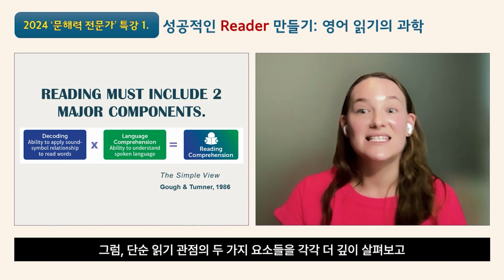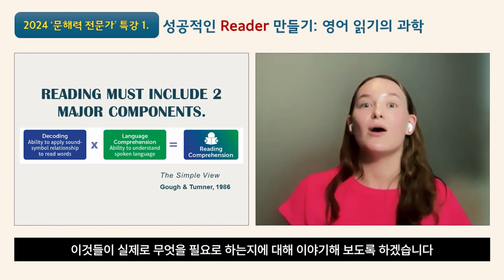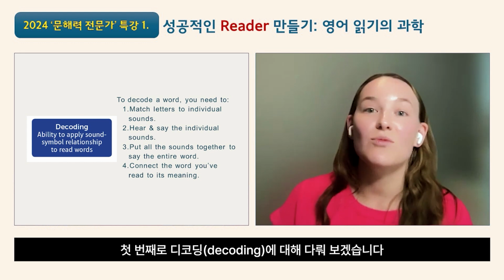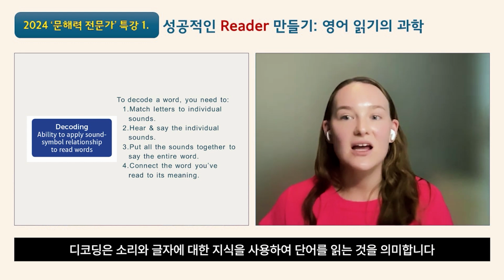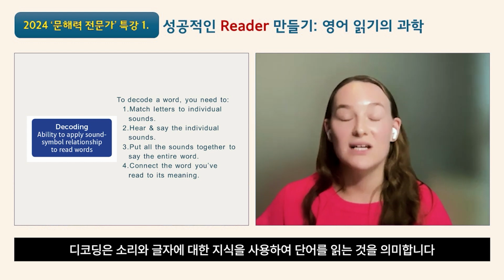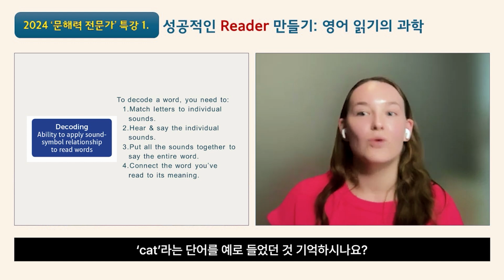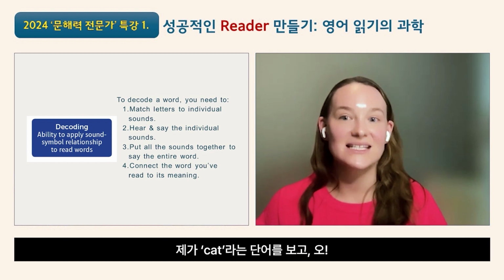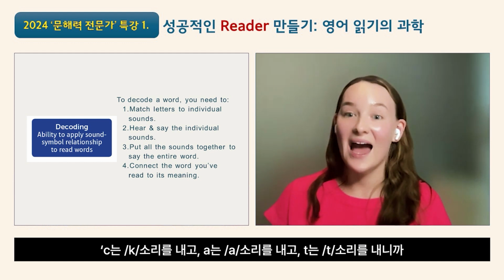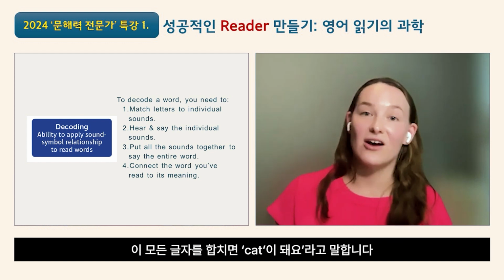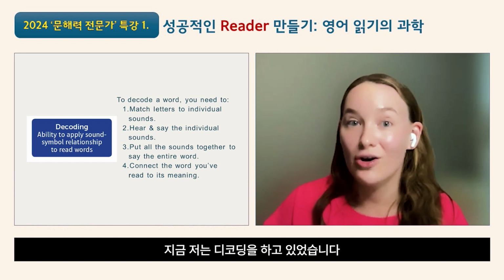We're going to take a deeper dive into each of the 2 elements of the simple view to talk about what these really mean. The first that we'll dive into is decoding. Decoding means using the knowledge of sounds and letters to read a word. Remember our example about that word cat? When I look at the word cat and say, oh, C spells /k/, A spells /a/, T spells /t/, and altogether that spells cat, I'm demonstrating the act of decoding.